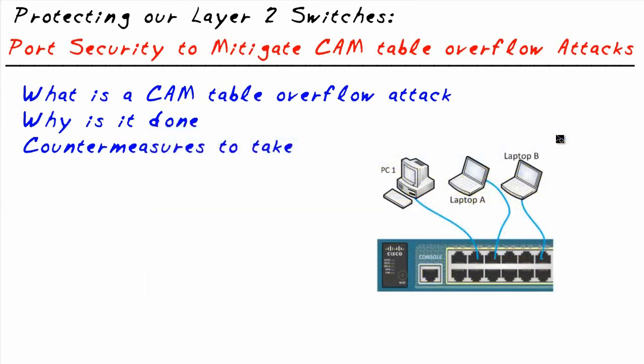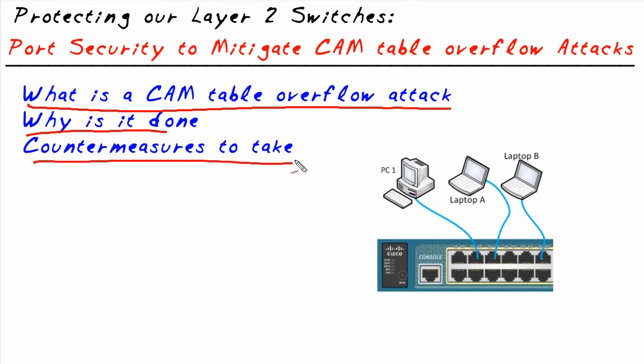So in this MicroNugget, we've taken a look at what is a CAM table overflow attack. When we flood so many MAC addresses, the switch can't keep it straight anymore where people live because there's just too much volume. Why is it done? So we can eavesdrop on all the traffic, which otherwise we wouldn't normally see. And the countermeasure to take is to use port security to limit the number of MAC addresses that the switch is willing to learn on a port before it takes a countermeasure.